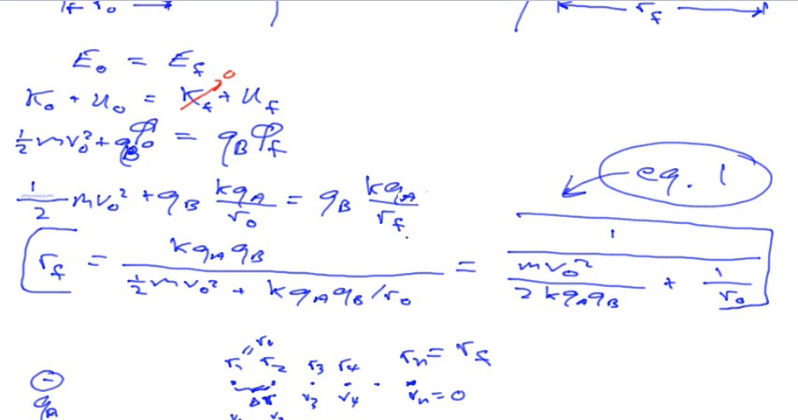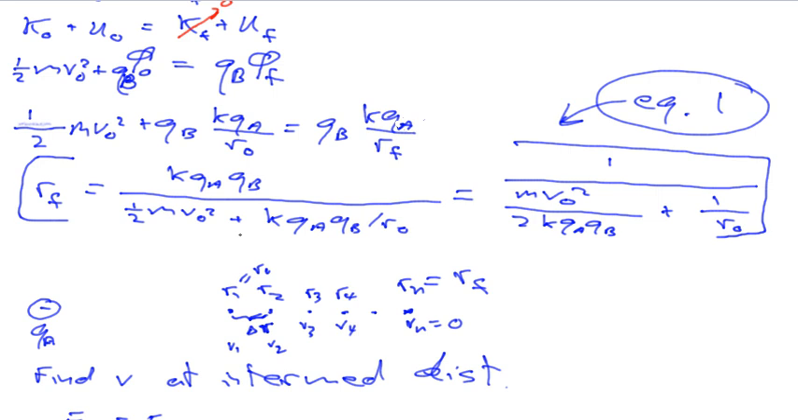I solved that for RF. So imagine multiplying both sides by that, dividing both sides by that, and I would say I've got it. It looks good actually.